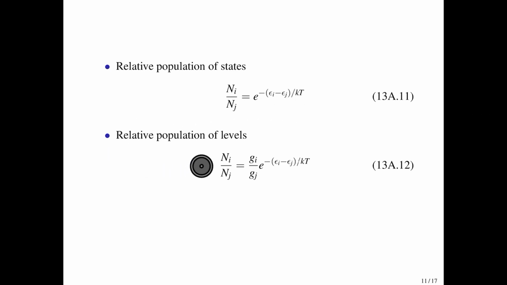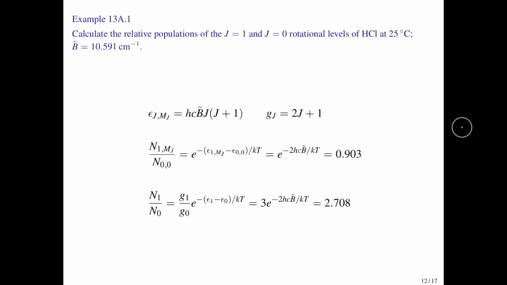You might be interested more in terms of energy levels rather than individual states, and the difference here being that different energy states can be degenerate. That is, they can have the same energy. So you can modify this expression here to include the degeneracies of the various energy levels, and that's another way of using the Boltzmann distribution. Both ways are illustrated in this problem here.